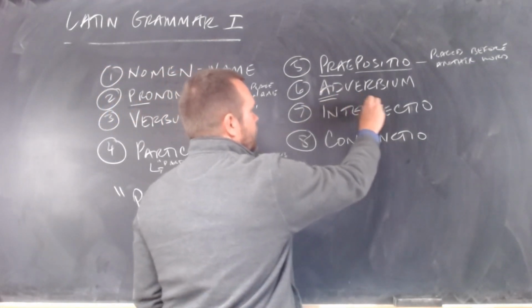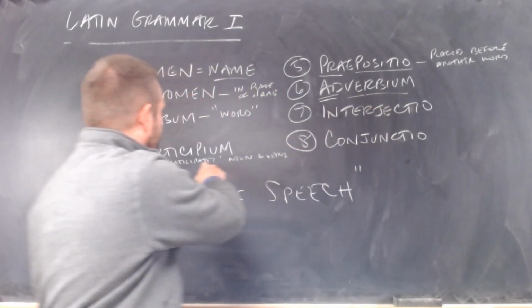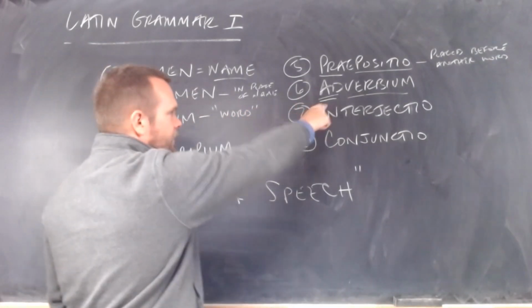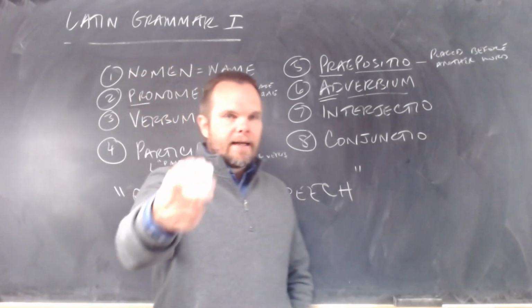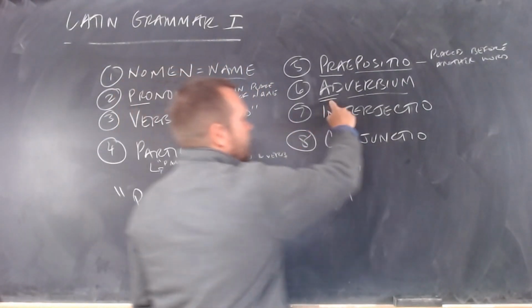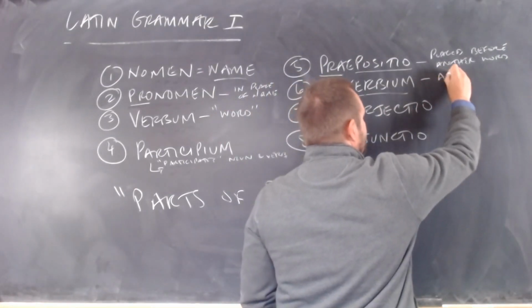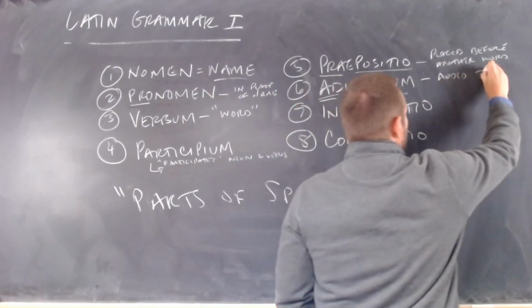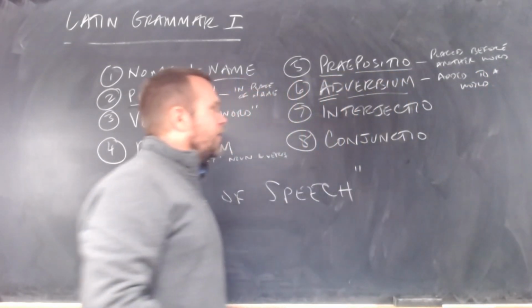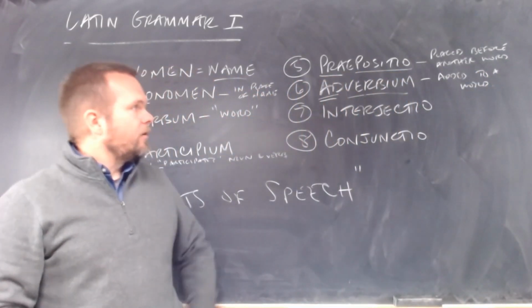Adverbium. Adverbium is obviously derived from verbum. Ad means next to or in addition to. So it's a word that's added to a word. An adverb is a word that's added to a word.